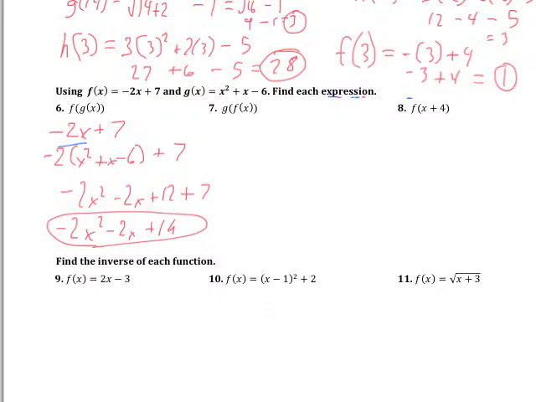Okay, looking at number 7, we have g of f of x. That means we need to stick the f function inside the g function. So let's get our g function going. It's going to be something squared plus, and then it just says plus x, so that's just something right there, and then minus 6, so that's the g function. Now I'm going to put the f function into it.